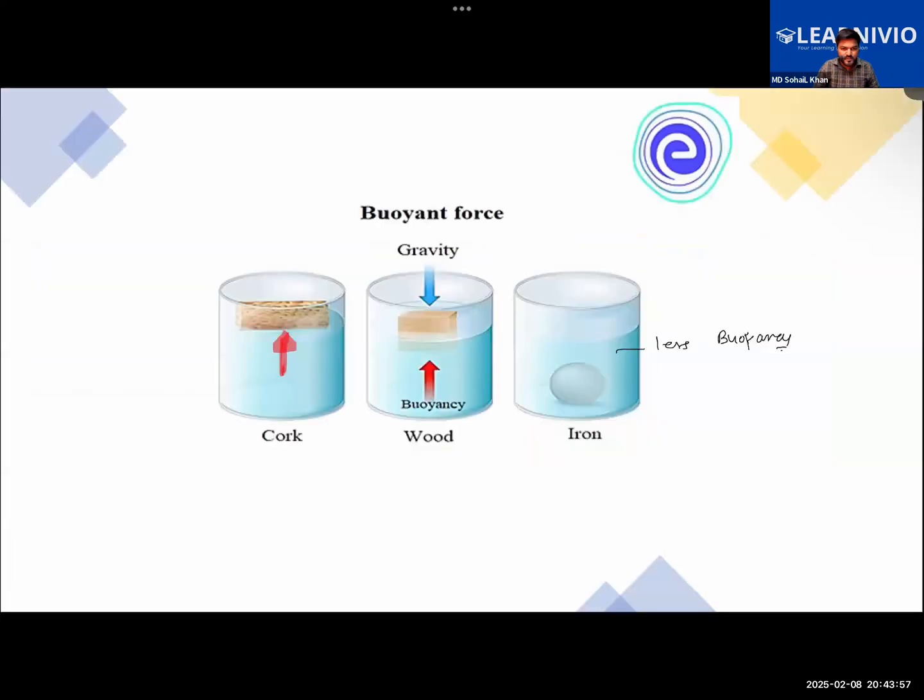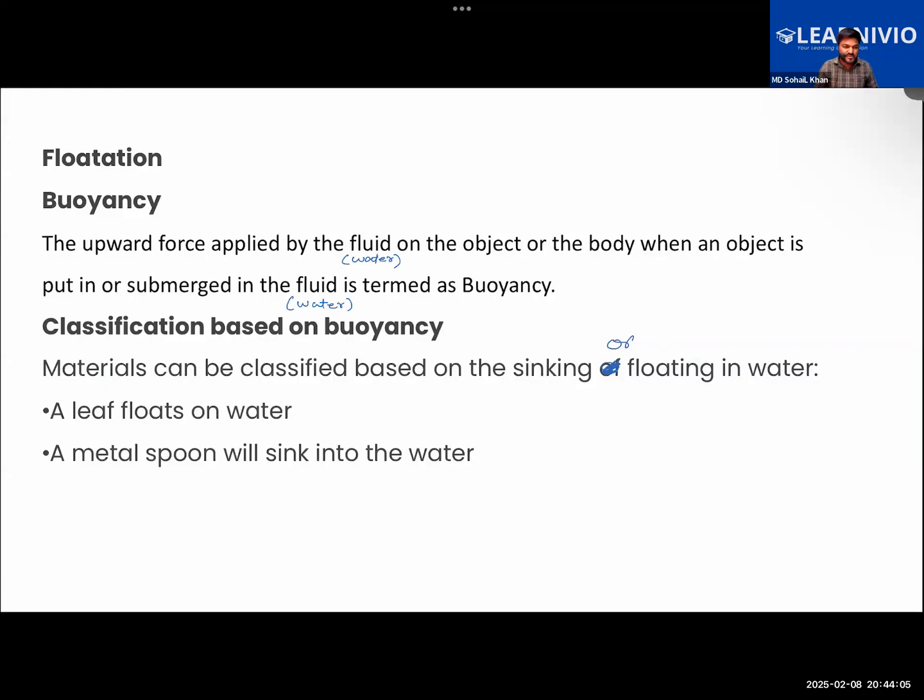Okay, so here you can see this piece of wood is floating because its weight is equal to the buoyancy, the upward force applied on it. So materials can be classified based on sinking or floating in water. A leaf would be floating on water, or the metal spoon will be sinking into the water. That is one thing.